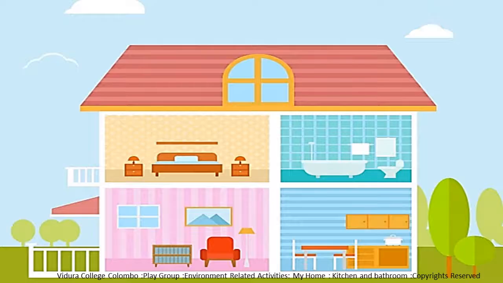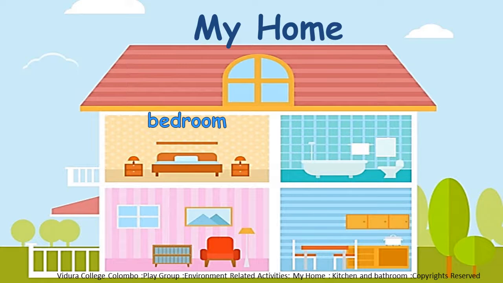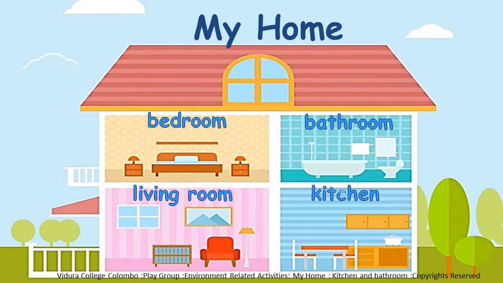Children, there are four main rooms in our home. What is the first room? It is a bedroom. This is the second room. We call it living room. What is this room? Yes, it is a bathroom. This is the kitchen.